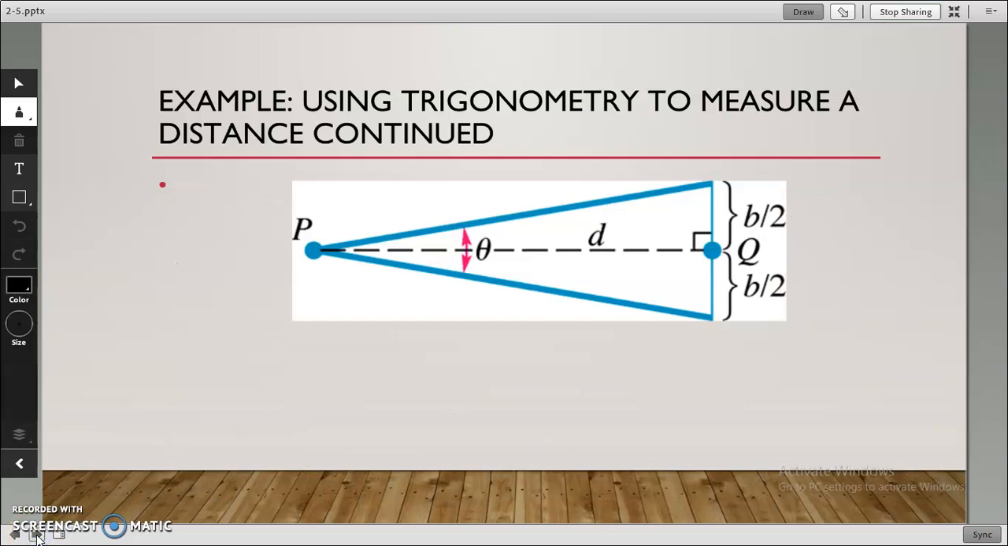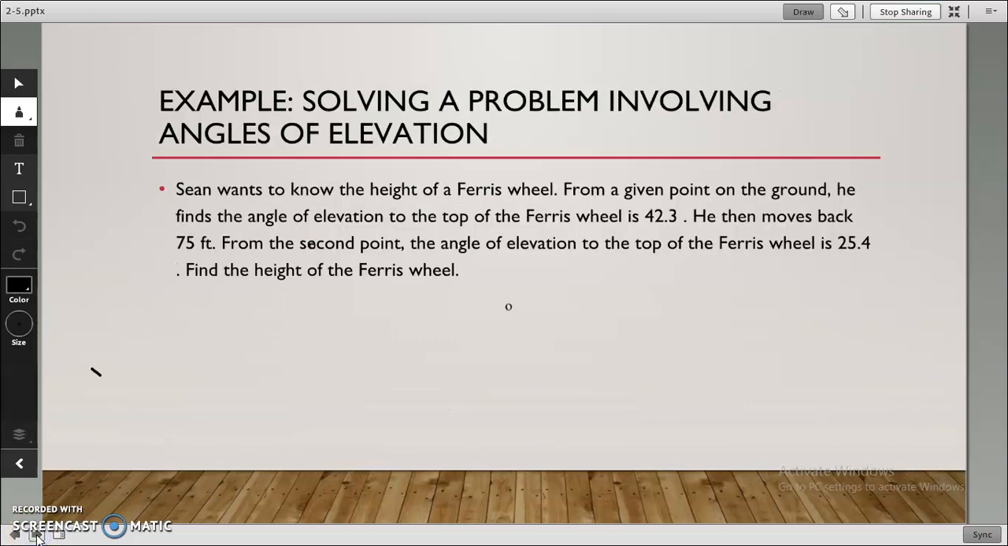Let's see if we have time for one more. It says Sean wants to know the height of a Ferris wheel. From the given point on the ground, he finds the angle of elevation to the top of the Ferris wheel is 42.3. Then he moves back 75 feet from the second point. The angle of elevation to the top of the Ferris wheel is 25.4. Those degrees are supposed to be there. It says find the height of the Ferris wheel.